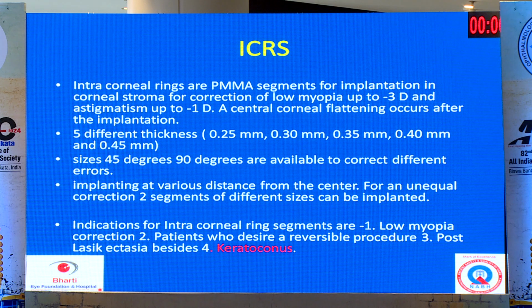Intracorneal rings were initially made for myopia, but later on their use has become limited to the treatment of keratoconus, and it depends on what kind of steepening you are seeing. You have different thicknesses of intracorneal rings, and if you implant them at various distances, you can get a flattening of the central cornea, more and more if you go towards the center.